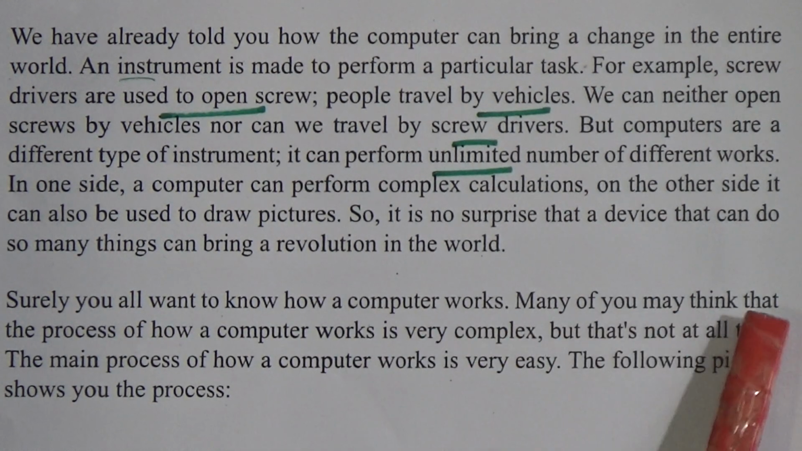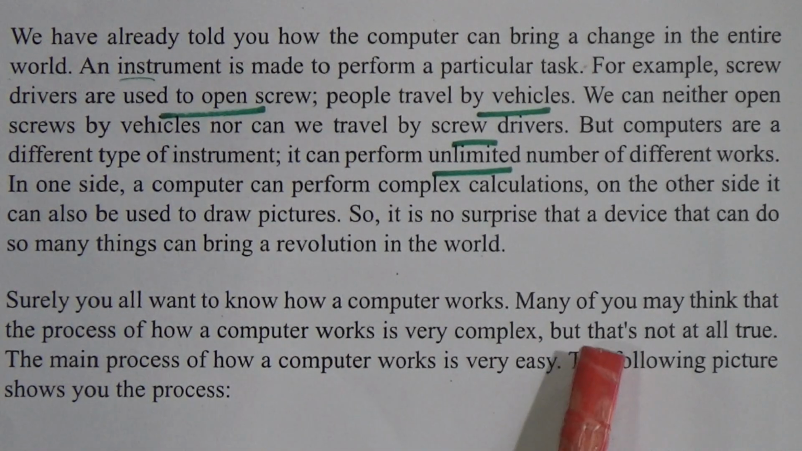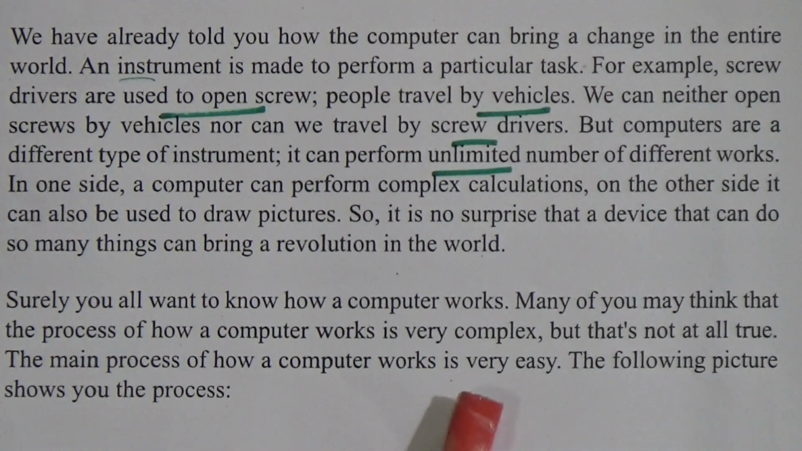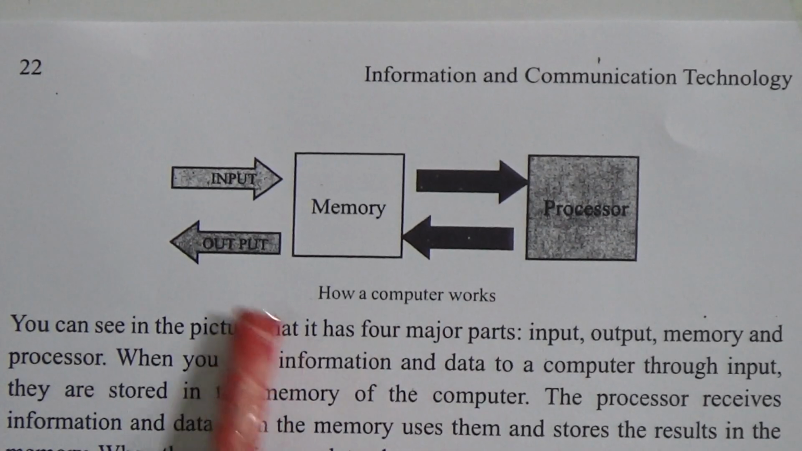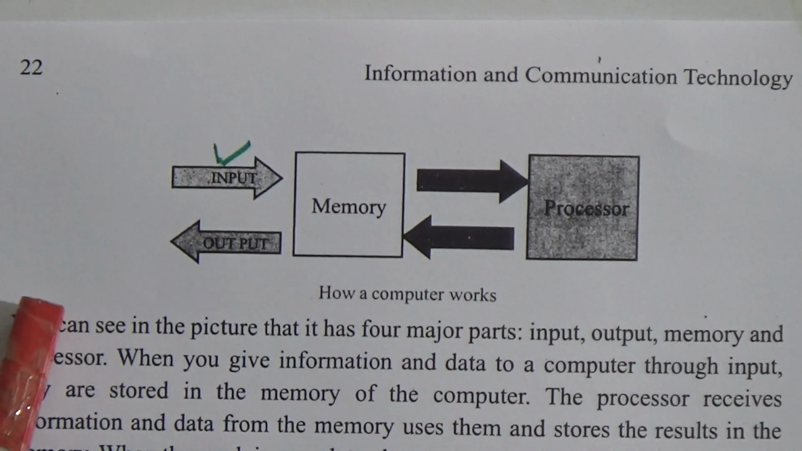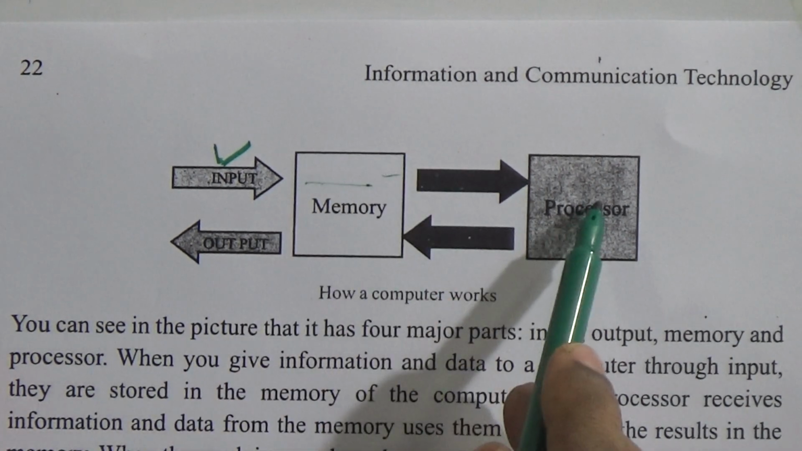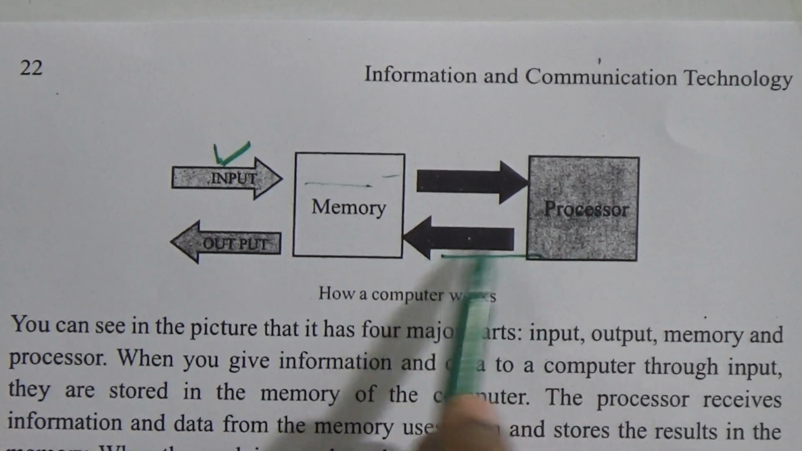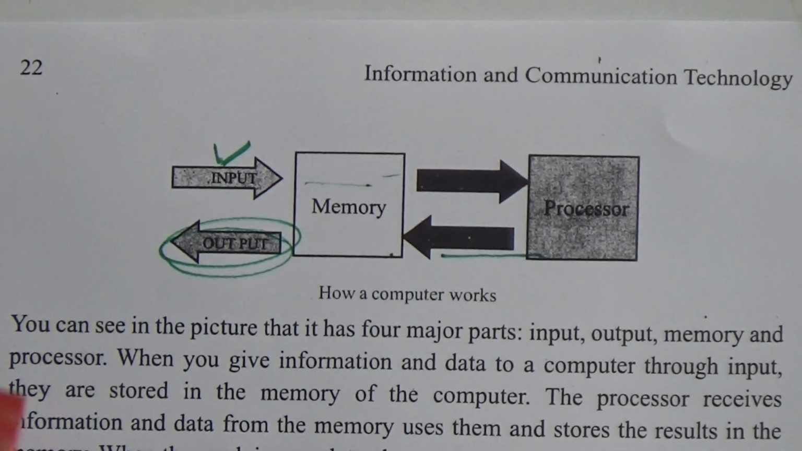Many of you may think that the process of how a computer works is very complex, but that's not at all true. The main process of how a computer works is very easy. The following picture shows you the process. Let's go to this space. So this is the input. When we are giving input with the mouse or keyboard, it goes to the memory, then it goes to the processor, and then it comes again in the memory, and then we get the output.